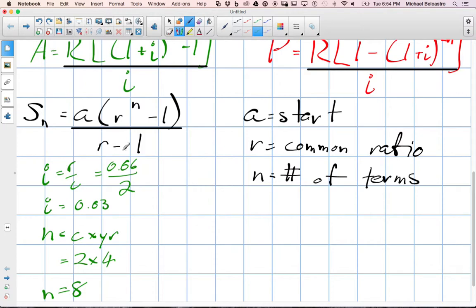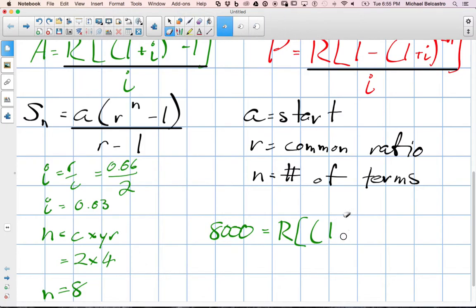I get it all in. So A is our 8,000, which is equal to R, our actual unknown. We don't know, and that's what the question asks. How much money do we have to put in every single compounding period? 1 plus i, which is 0.03. So I'm actually just going to put that all together in one shot. 1 plus that would be 1.03.